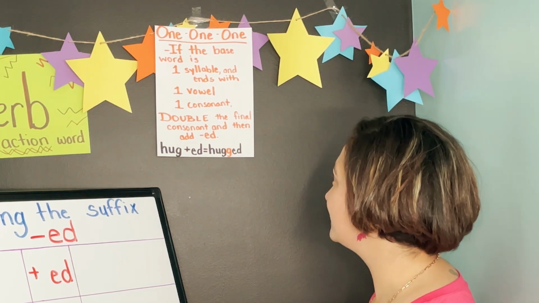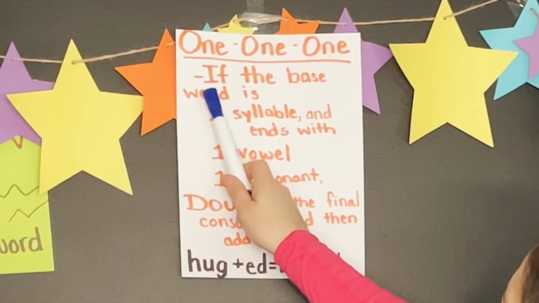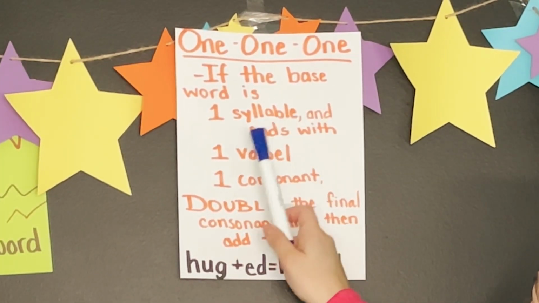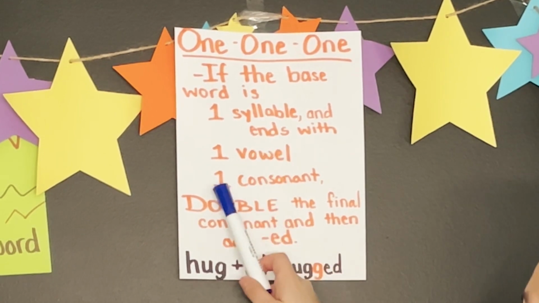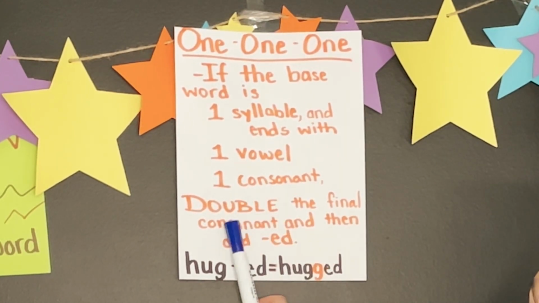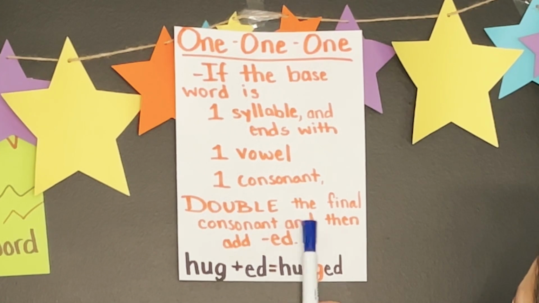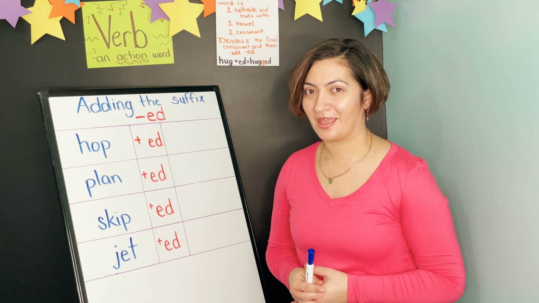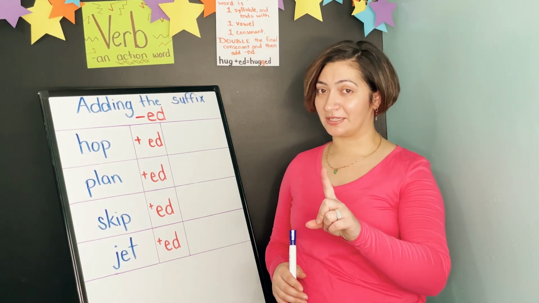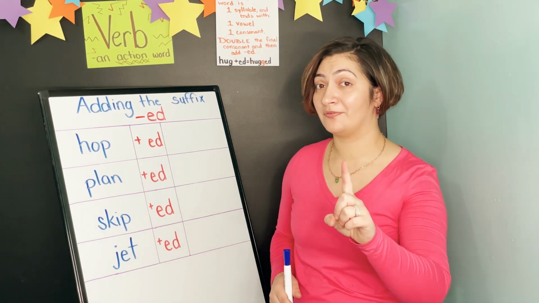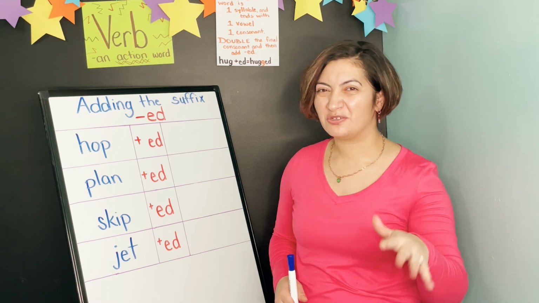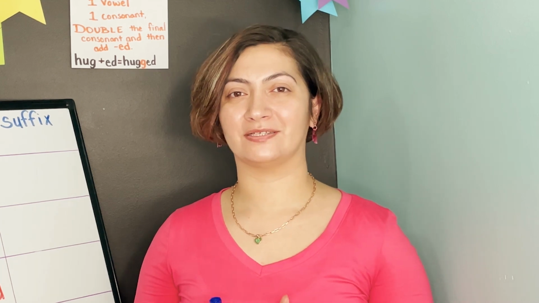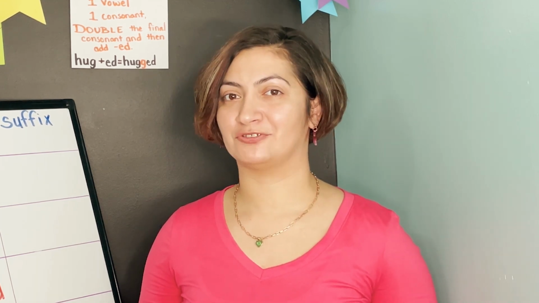The first rule is a 1-1-1 rule. If the base word is one syllable and ends with one vowel, one consonant, we will double the final consonant and then add ed. Okay, well, let's talk about that. When there is one syllable and it ends with one vowel, one consonant, we usually know that that means the vowel is going to have a short sound. Let's pause and review the vowels that have short sounds.